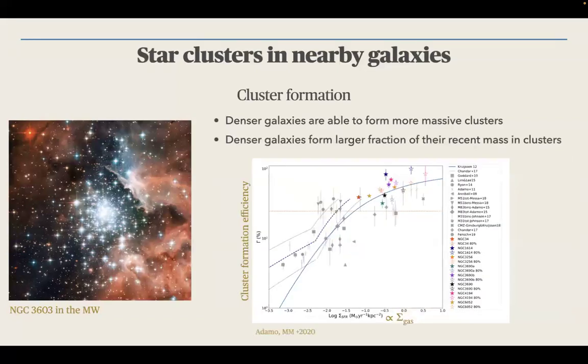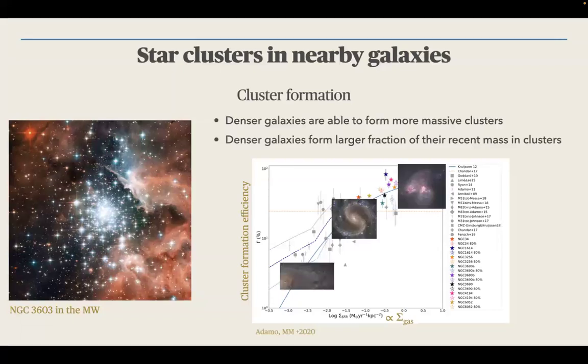And the same correlation is seen in terms of cluster formation efficiency, which basically is how much of the current star formation takes place in bound stellar clusters. And again, we see that in denser galaxies, most of the star formation is concentrated in clusters. The lines here are actually not fits, but models. Compared to the previous relation, there's much more scatter here. It's much more complicated, but it looks like there's a trend. And again, we have starburst here and low density galaxies here.